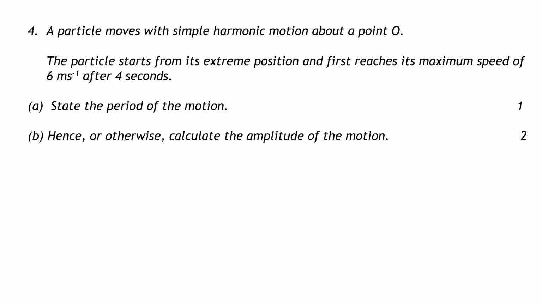A particle moves with simple harmonic motion about a point O. The particle starts from its extreme position and first reaches a maximum speed of 6 meters per second after 4 seconds. Question A, Part A. State the period of the motion. In Part B, hence or otherwise calculate the amplitude of the motion.